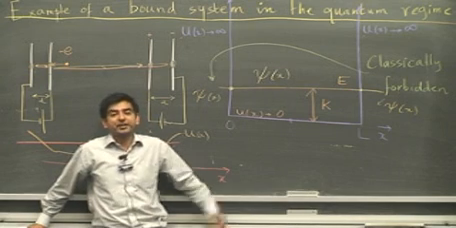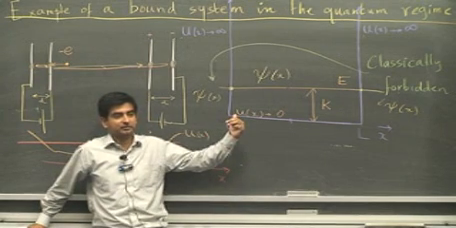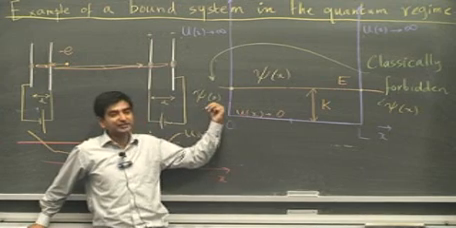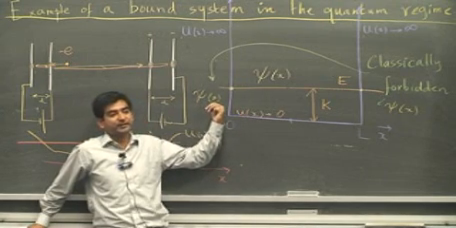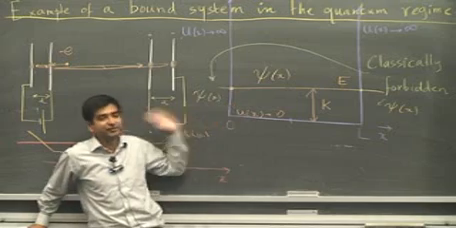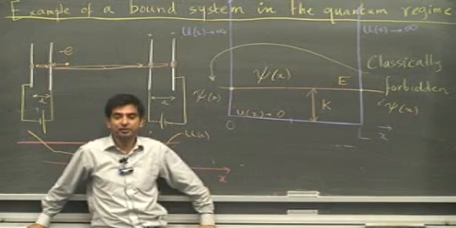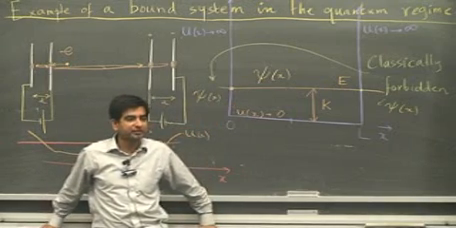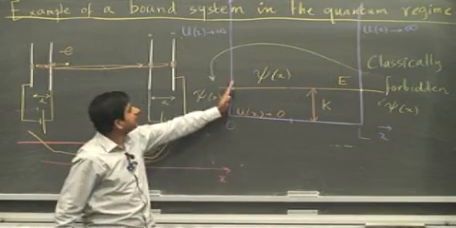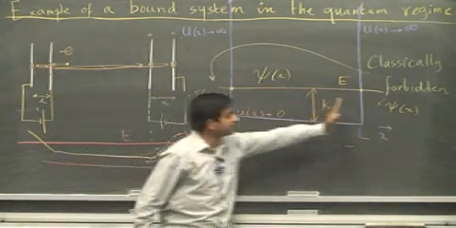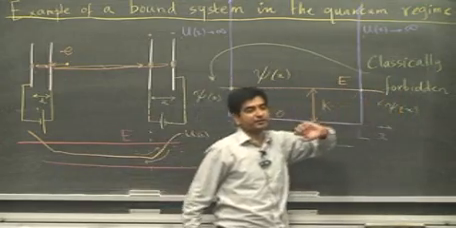Now what is the interpretation of the wave function? Probability density. The modulus squared of this gives you the probability density. What's the probability of finding the electron in the classically forbidden region? 0. So what's the wave function? 0. So the wave function is 0 in this region and the wave function is 0 in this forbidden region.